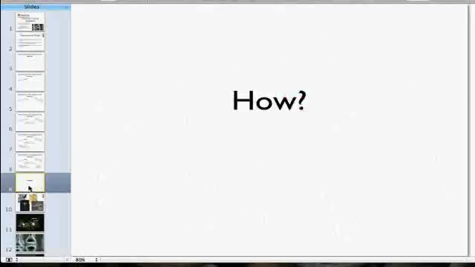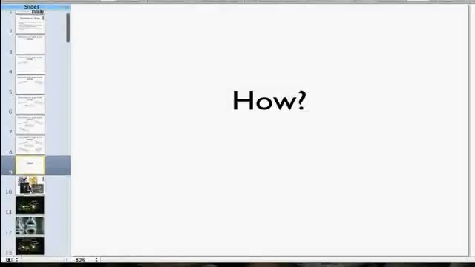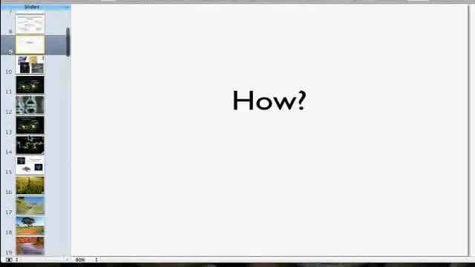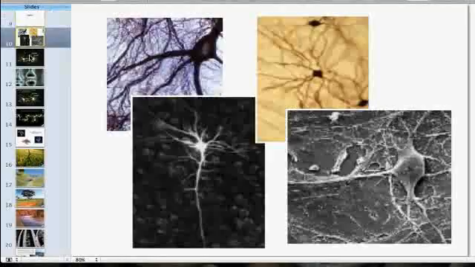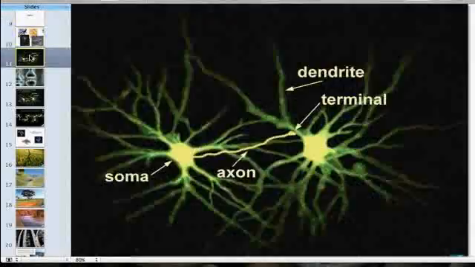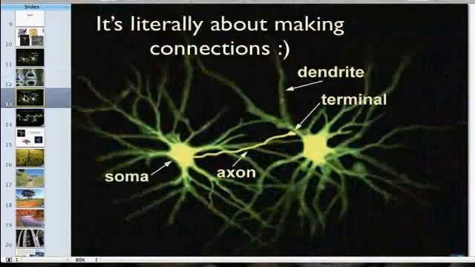So a little bit about how this happens, a little review for some of you, and for some of you maybe some interesting new things. So it all begins with these wonderful cells, the neurons. These are just different photos of neurons. So we know that these different neurons connect. Dendrites send information, axons collect information, etc. They pass through this beautiful synapse. And it's, as the slide suggests, it's literally about making connections.